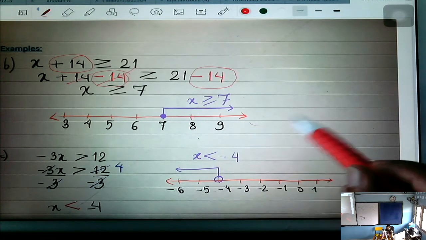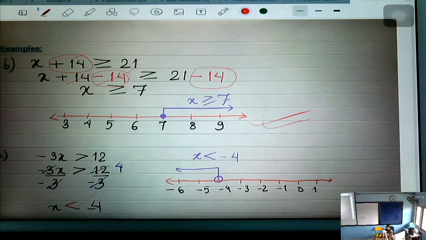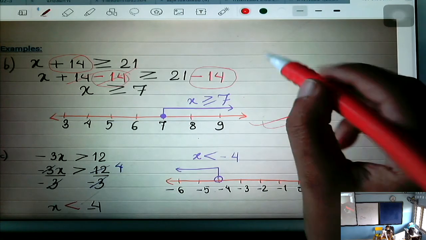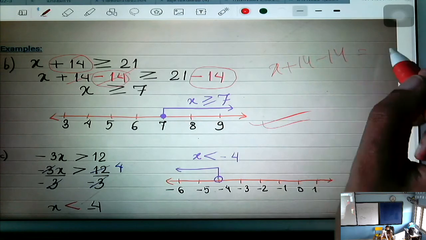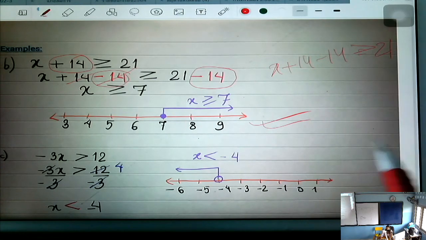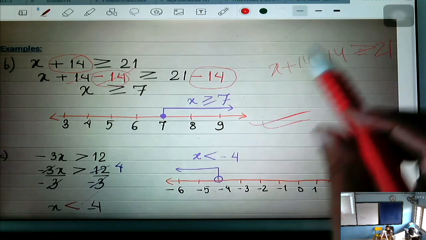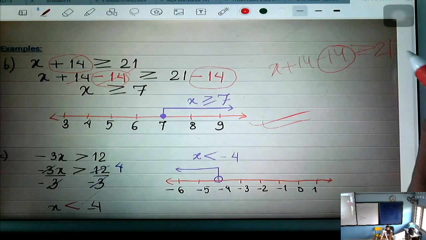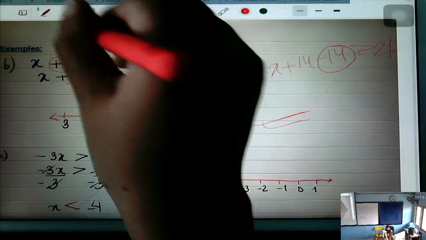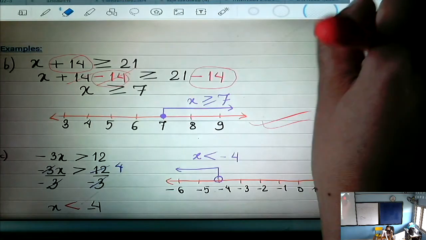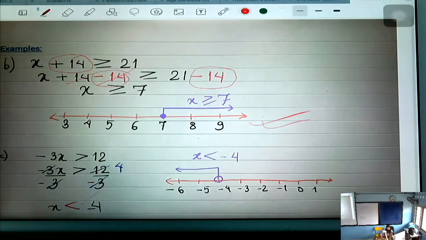And you know how to represent them in a graph. You cannot do it like this: minus 14, more than or equal to 21. Just writing this is not enough. If you substitute here, you must substitute on the right side also. Clear? Okay, if you understand, now let us go to number C.